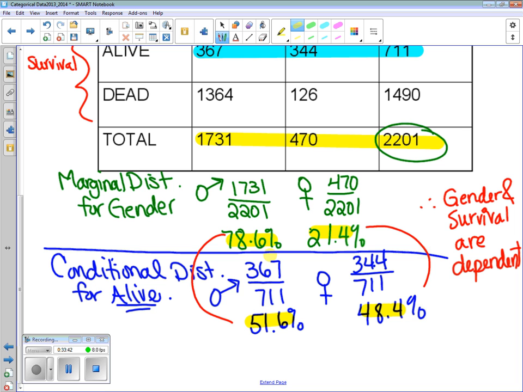Yes? With gender and eye color? Gender and eye color is a great one. Okay? Because those are definitely two categorical variables. Are there more blue-eyed males? Probably not.